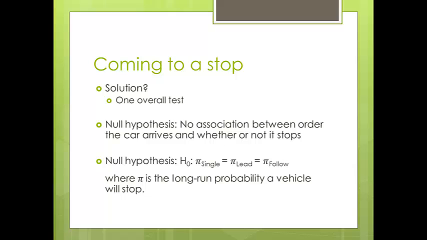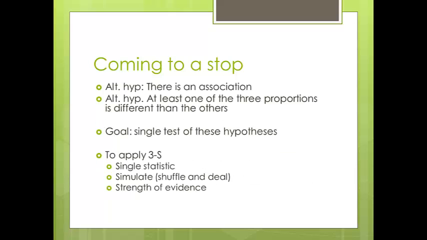The null hypothesis is that there's no association between the order the car arrives and whether or not it stops. What this means then is that the proportion of cars which come to a complete stop when they arrive as single cars is the same as the proportion if they're lead cars and the proportion if they're the following car. The alternative hypothesis is that there is an association. In other words, that at least one of these proportions is different than the others. Notice this isn't that all of the proportions are different from each other, it's just that at least one is different. So the goal is to do a single test of these hypotheses.